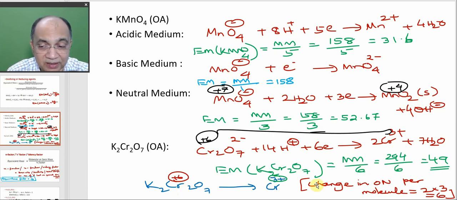Don't look at the right side. Whatever may be the formula on the right side of the compound bearing the same element, you simply ignore the right side. Take only the left side, and if there are 2 atoms, into 3, into 2; 3 atoms, into 3, and so on.